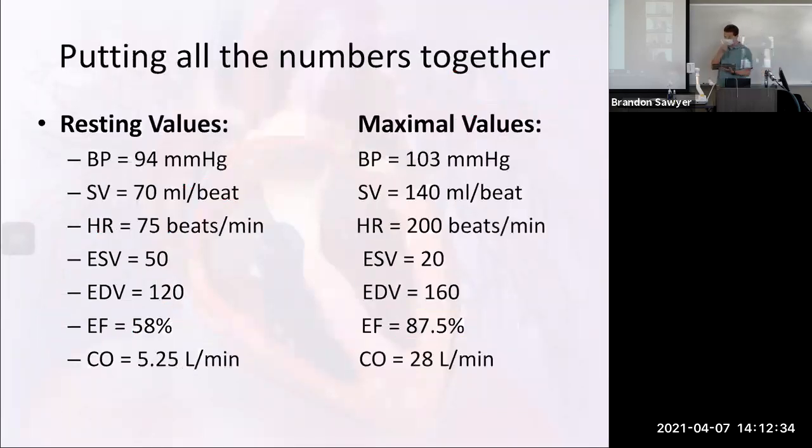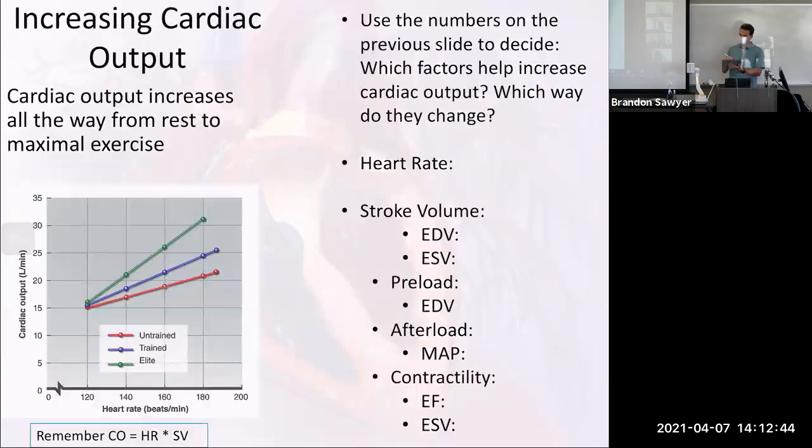Okay, so here's what I want to do for a sec. Here are all the numbers put together, and I added the blood pressure ones. I'd like you to use these numbers and go to the next slide. It says use the numbers on the previous slide to decide which factors help increase cardiac output and which way they change. So go down the list and say increase or decrease for each: which way does heart rate go, stroke volume, EDV, ESV, all the way down the list.